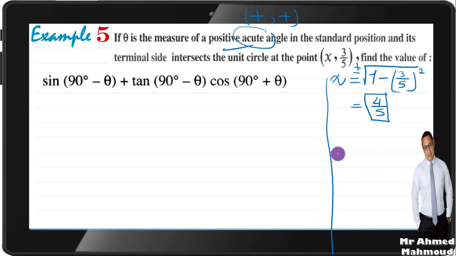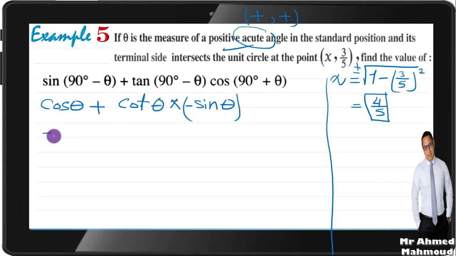Now remember with me, sine 90 minus theta changes to cosine theta, and this is the first quadrant, so it will still be cosine theta. Plus tan 90 minus theta, tan changes to cotan theta, and this is the first quadrant, so it will be positive cotan theta. Cosine 90 plus theta changes to sine theta, but this is the second quadrant, cosine is negative, so I will make it negative sine theta.